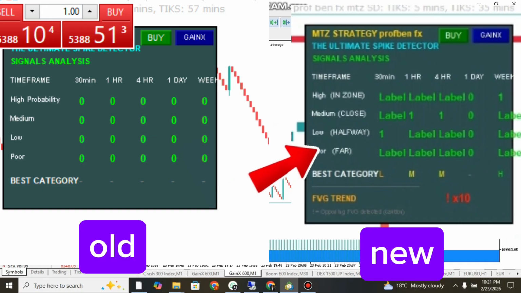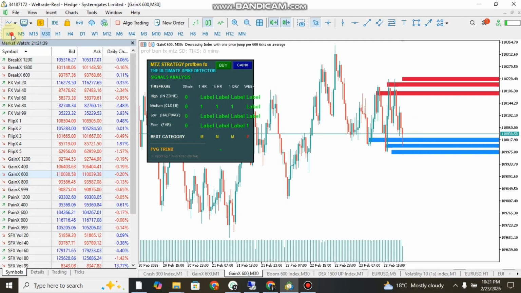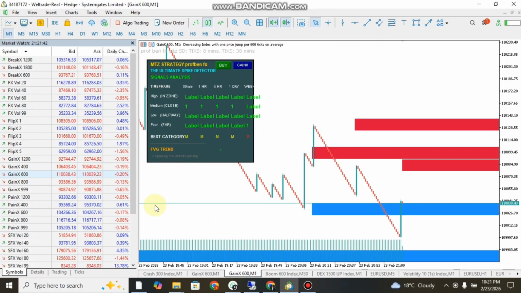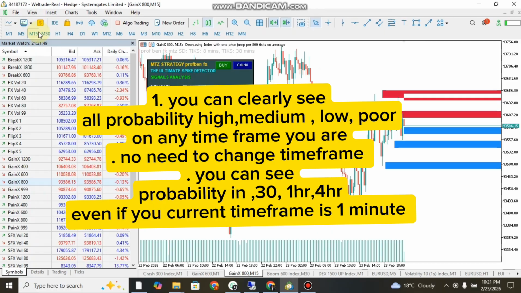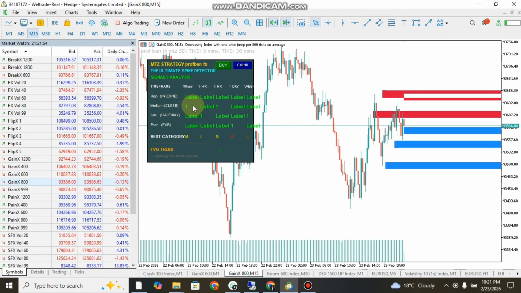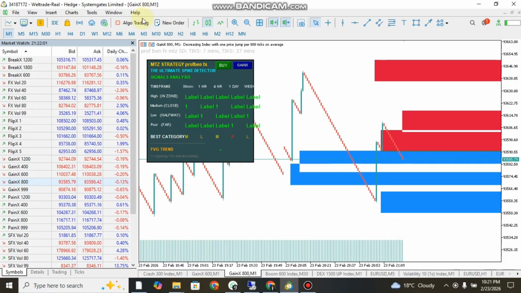But for now, what have we updated on the probability table? It is how signals show: high probability, medium, low, and poor. Initially, you had to go to a specific time frame for you to see the probability. For now, to see the probability, it is on any time frame. If you're on 1 minute time frame, you can see the probability on 30, 1 hour, and 4 hour. Remember, when we are talking about probability, we mostly check 30, 1 hour, and 4 hour.